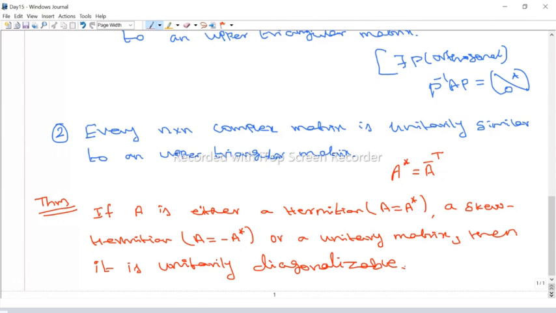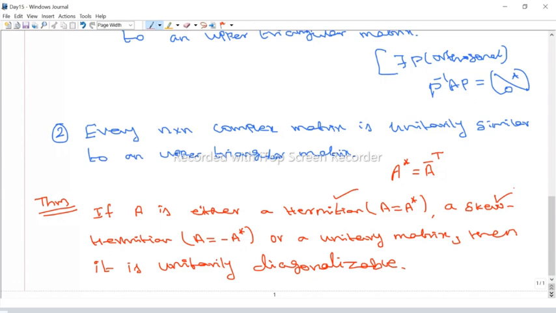Very important. In the examination, they will give some matrix. Maybe the matrix may be Hermitian, skew Hermitian or unitary. They will ask whether it is unitarily diagonalizable or orthogonally diagonalizable, or they may ask something else. So using this theorem, if it is Hermitian, then it is unitarily diagonalizable. Okay, so look at this. Everything is a complex entry, right? Hermitian means the matrix entries are complex.